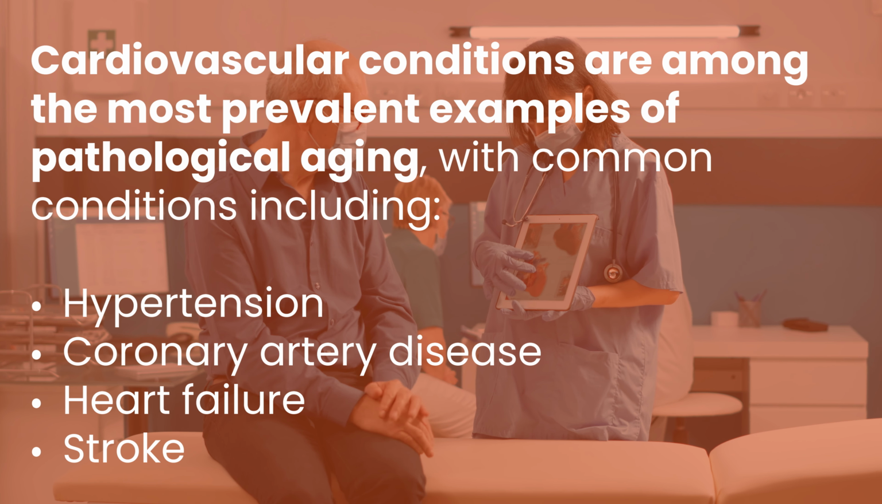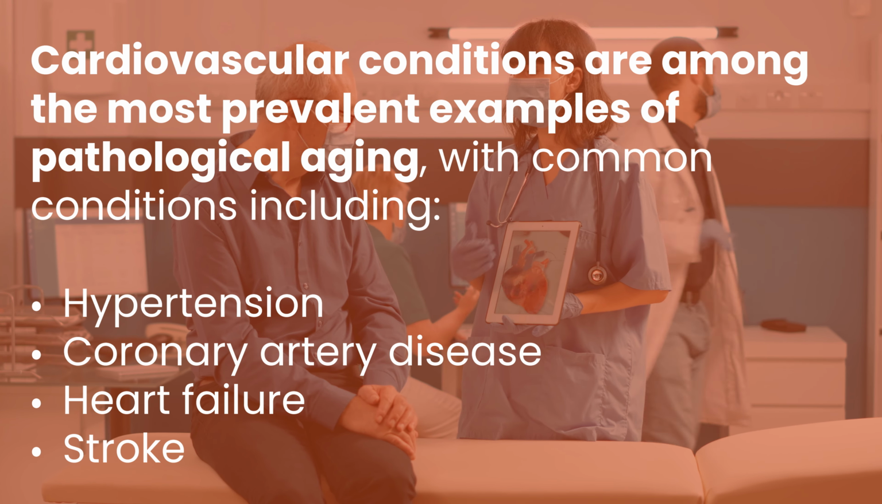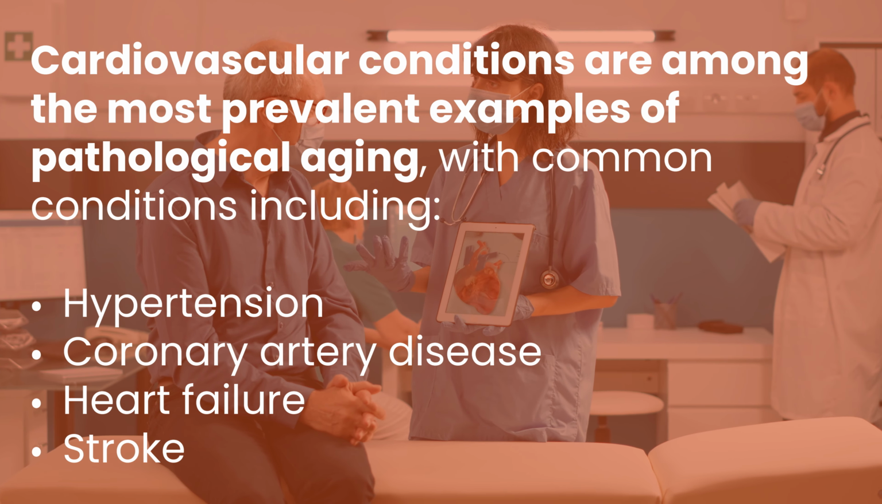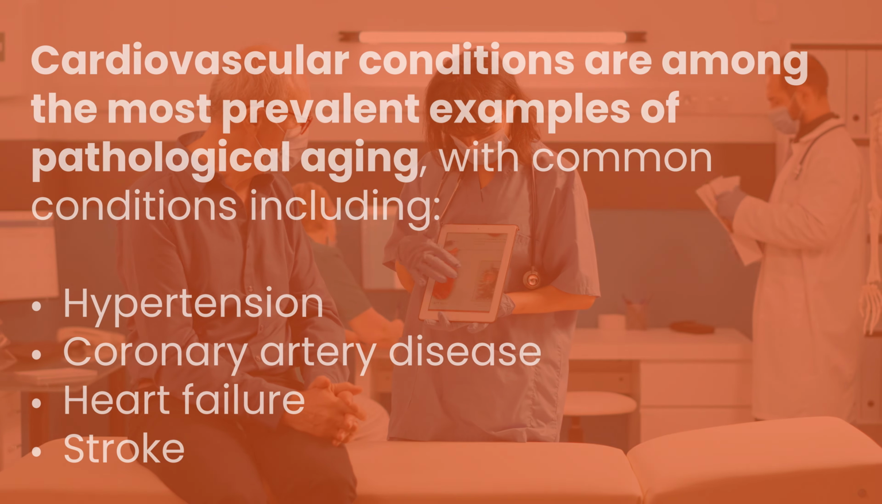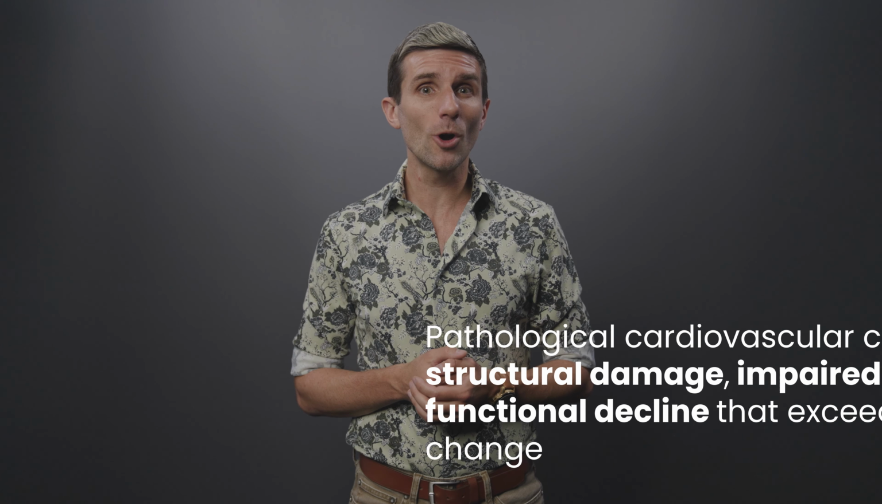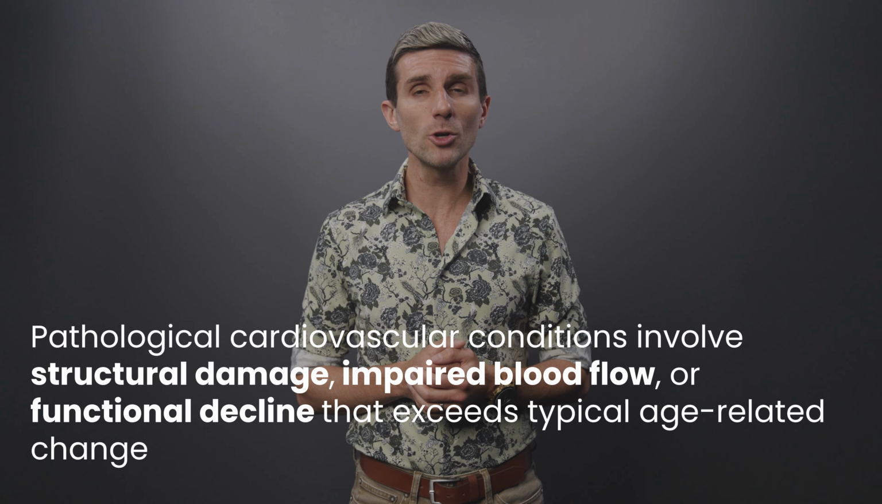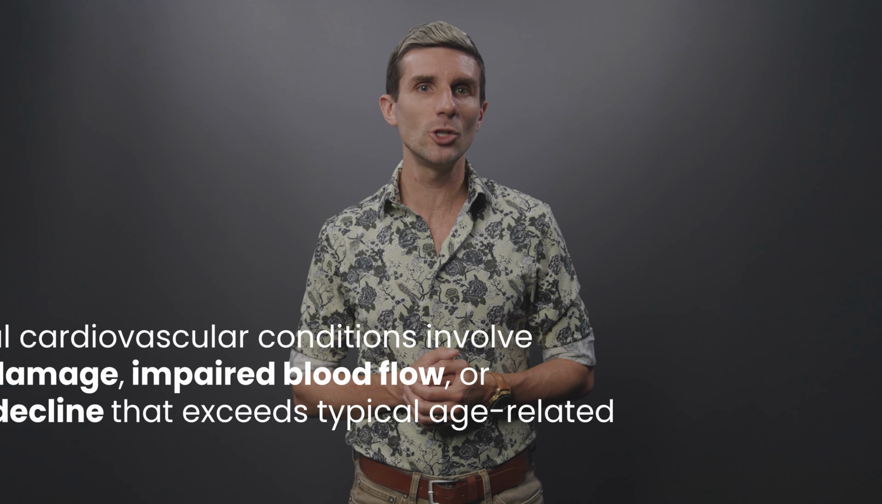Let's now turn our attention to some of the more prevalent chronic conditions experienced by older adults. Cardiovascular conditions are among the most prevalent examples of pathological aging, with common conditions including hypertension, coronary artery disease, heart failure, and stroke. While we discussed normal cardiovascular aging in the previous lectures, such as reduced vessel elasticity, pathological cardiovascular conditions involve structural damage, impaired blood flow, or functional decline that exceeds typical age-related change.